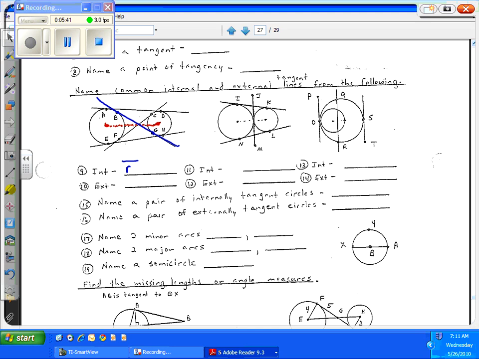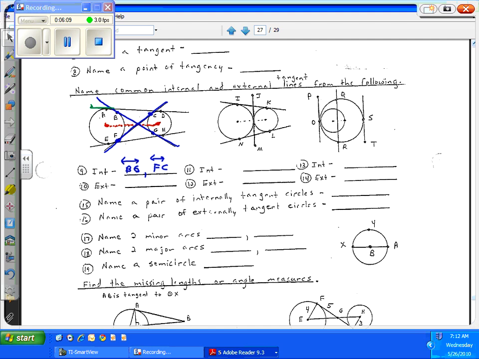And so segment BG or line BG would be a common internal tangent line. Line FC is tangent to two coplanar circles. It passes through the segment of centers. So line FC is also a common internal tangent line.